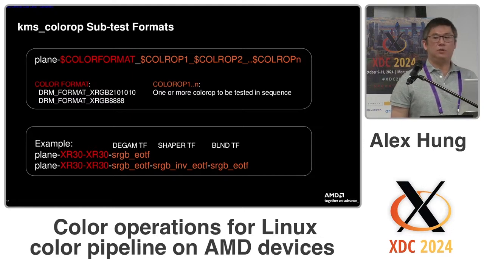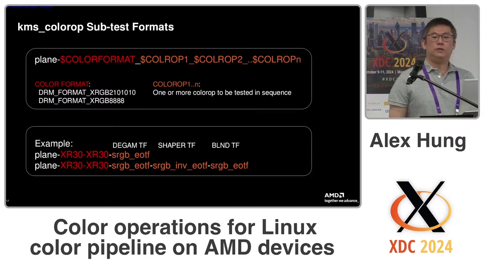So for example, if we have a subtest for the gamma test only, and we are using 10 bits, it will be the first on the bottom: XR30 and the sRGB EOTF.